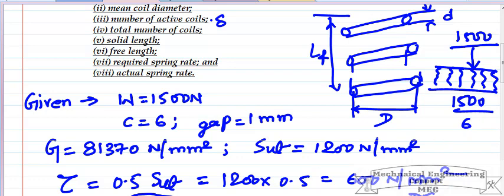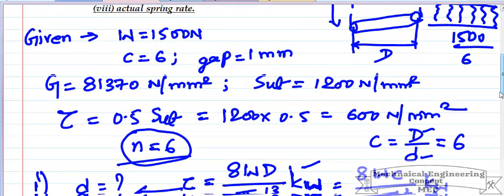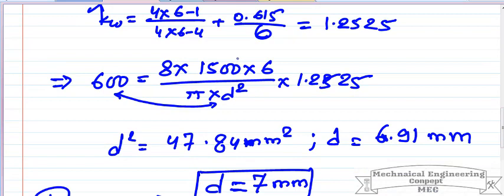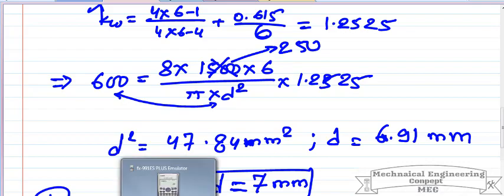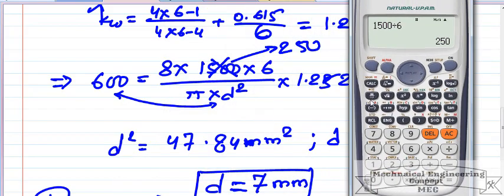So for one spring the load will be 1500 divided by 6, which is equal to 250 Newton. So I need to put here, in place of 1500, 250 Newton. Then my value will be something different. Okay, one correction is there.